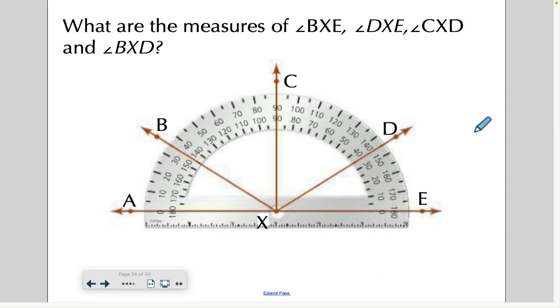Okay? So you have a couple of angles in there. I want you to see if you can find all three of them: angle BXE, DXE, and BXD. This is scratch paper. Get comfortable with it. You shouldn't have to measure these with your protractor. Correct. You should not be using the protractor for this.